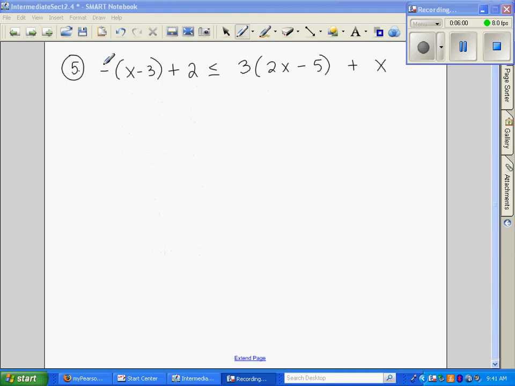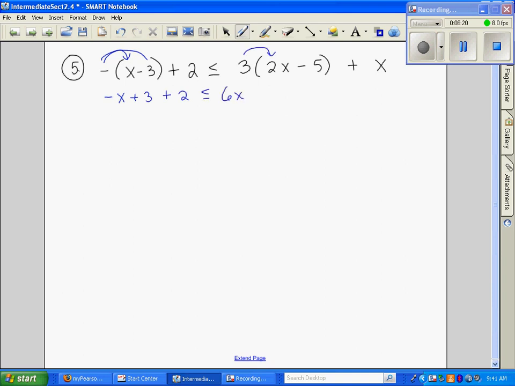Our final problem, we're going to distribute this out and solve it. We're going to graph it and also give interval notation. So first thing we're going to do is simplify by distributing our parentheses out. That's negative x plus 3, bring down plus 2, distribute here, 6x minus 15, bring down the plus x. Now we're still simplifying our left-hand side, negative x. 3 plus 2 is 5, so we're going to add like terms there. Now we're going to simplify our right-hand side. 6 plus 1 is 7x minus 15.